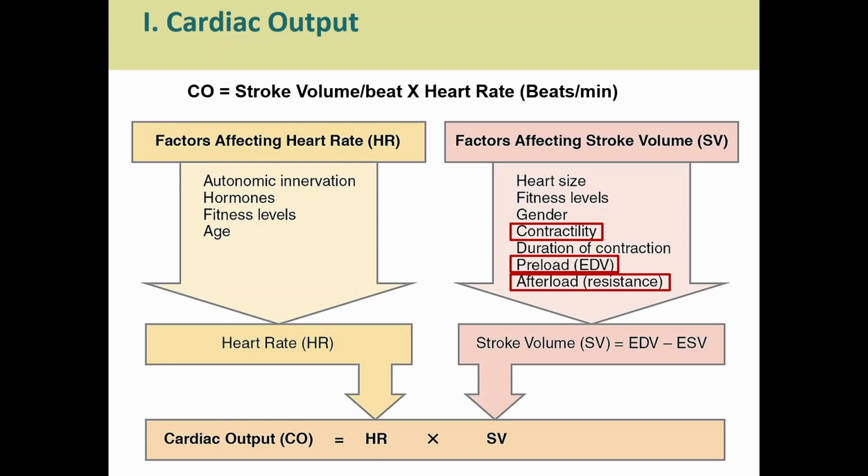On the stroke volume side, we have things like the size of the heart, right? Obviously, a smaller heart can only handle a smaller volume. Fitness levels will affect this as well. Gender, contractility, duration of the contraction, the preload, and the afterload. And we're going to talk about those three we have in those boxes, the contractility, the preload, and the afterload. Those all influence stroke volume, right? And you multiply these together to get the overall cardiac output.